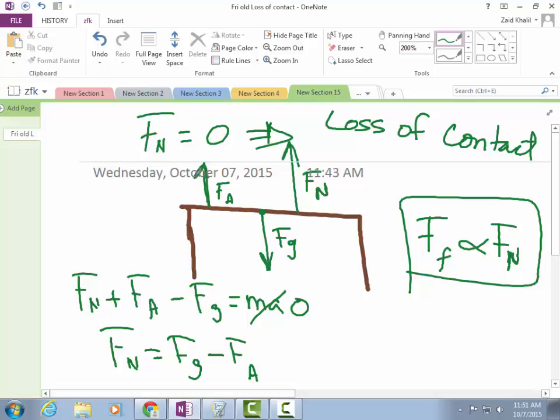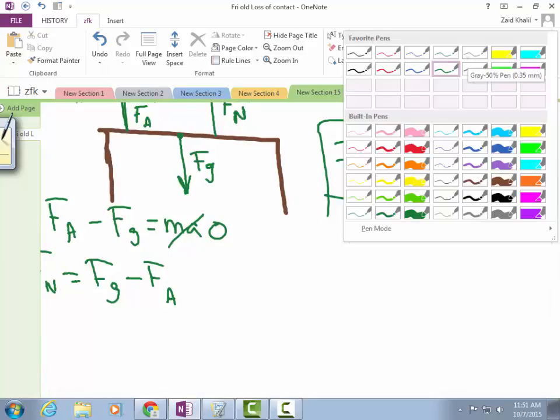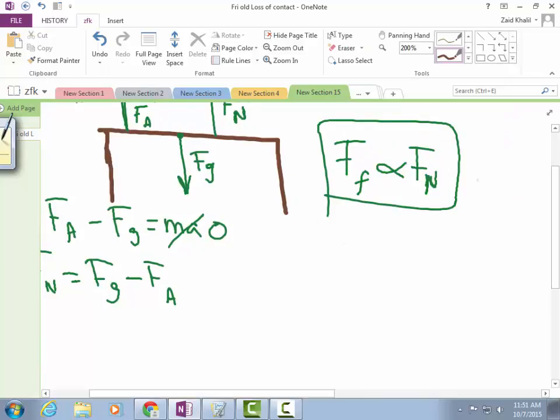So how do you take a proportion and make it an equality? What do you need? Here's a proportion. No. How do I take a proportion and make it into an equality? You guys all took math. You've taken many maths. How do you take a proportion and make it into an equality? What do you need? You need something called a constant.